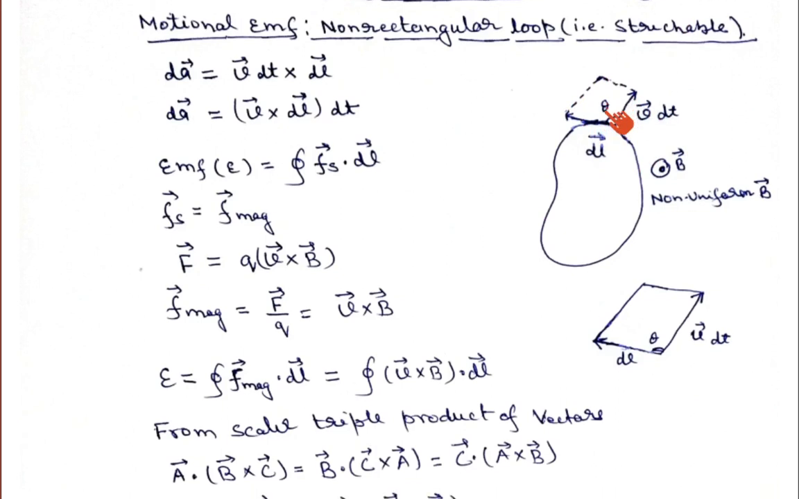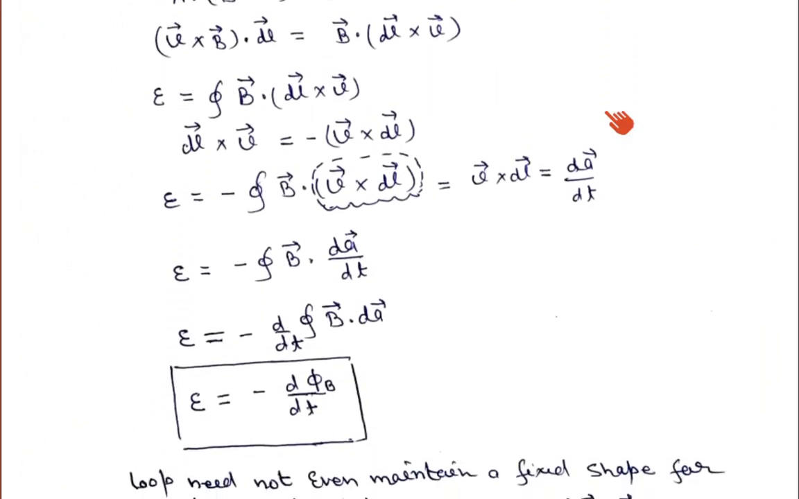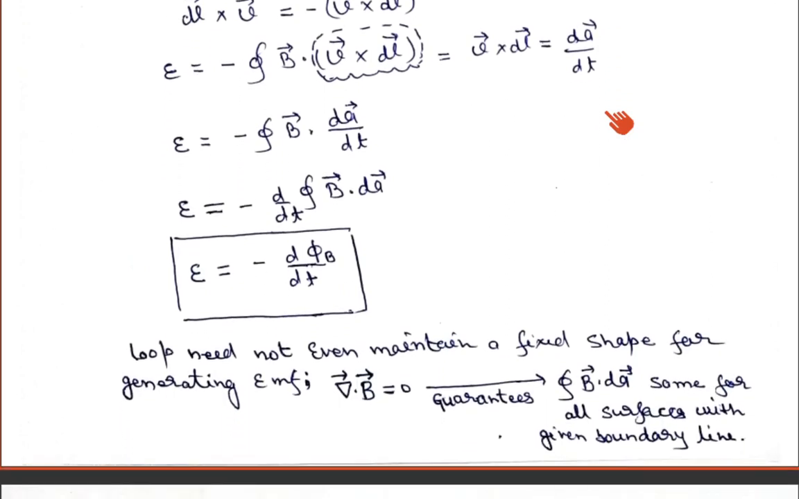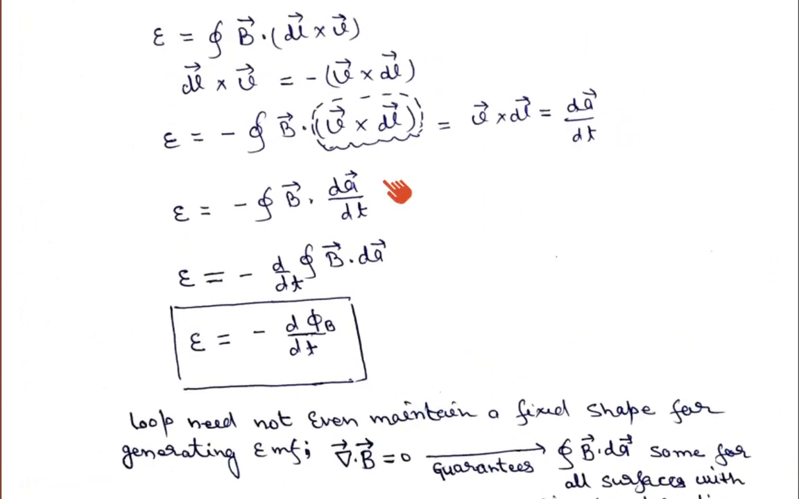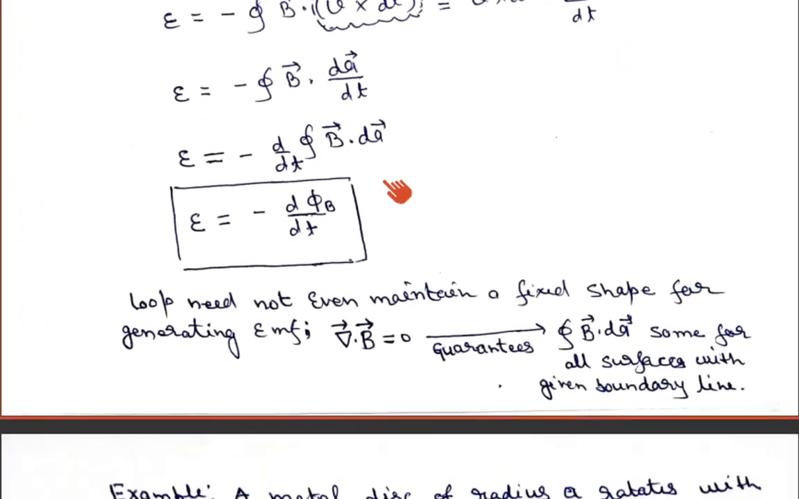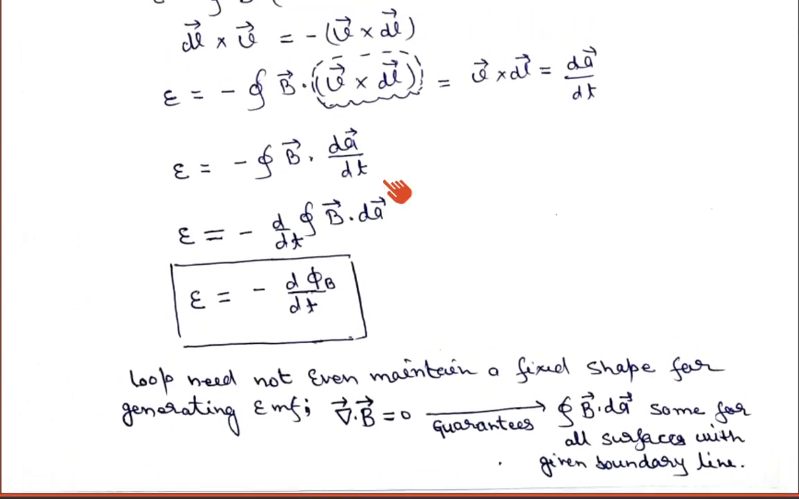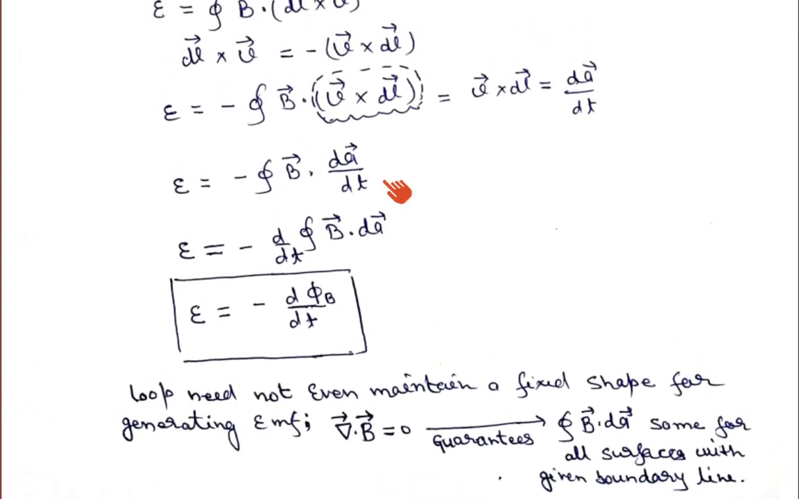Again we saw that it generates an EMF equal to the rate of change of the magnetic flux, and we concluded that whatever the shape of the loop, it will not change the flux, and that is why it will not change the EMF.